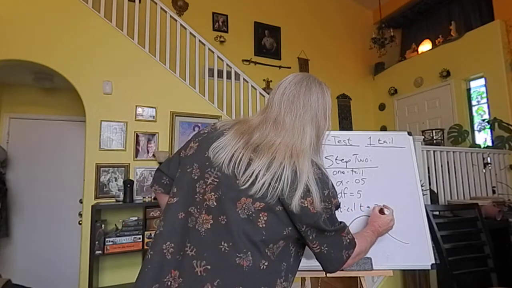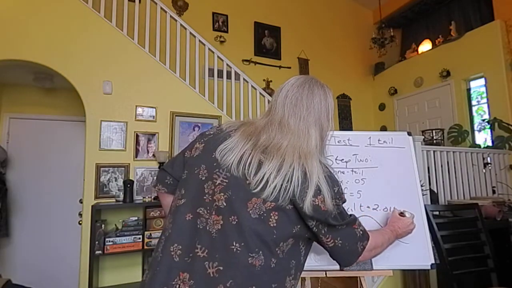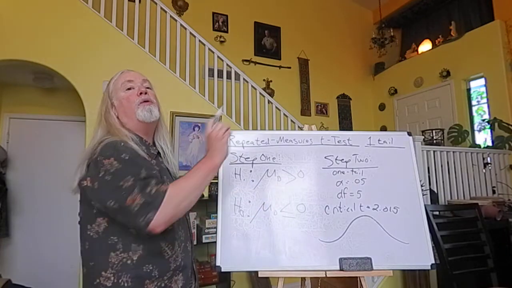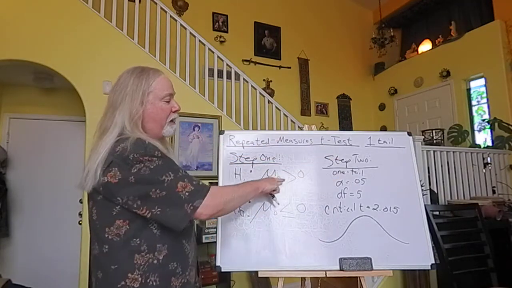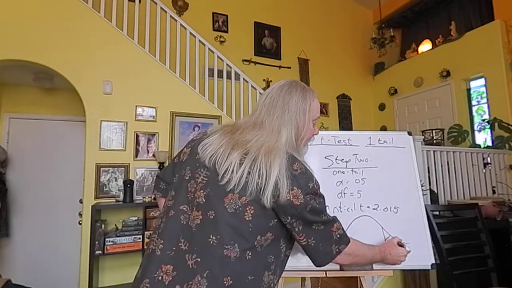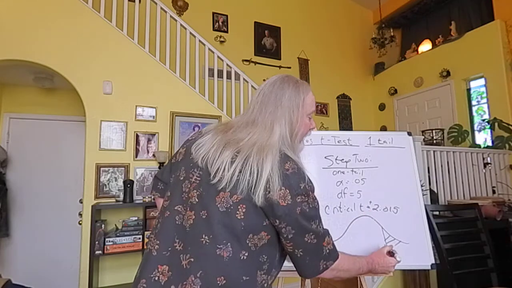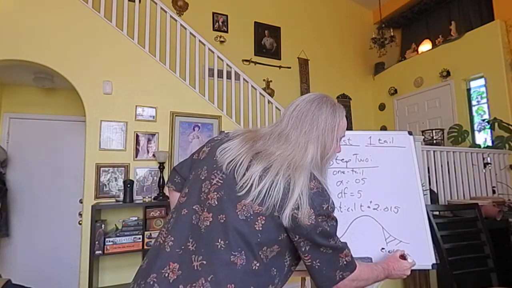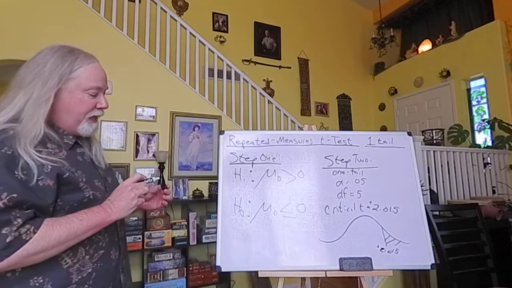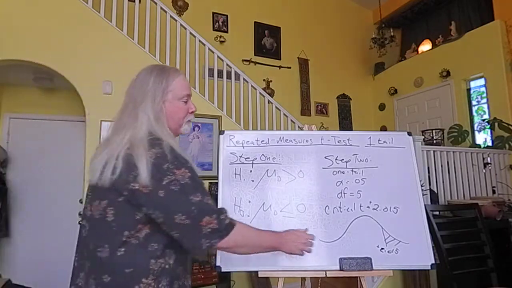2.015. And remember, only positive because we're only looking to the right. Our little arrow pointing to the right here, we're only looking at the right side of the curve. So we are only looking for a positive value. So that's our step 2.